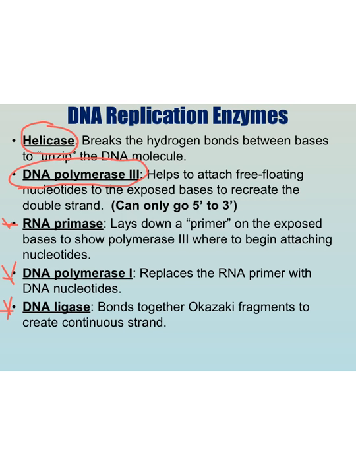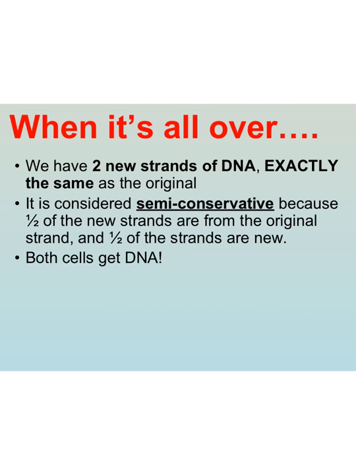Remember, polymerase 3 cannot start working unless RNA primase first lays down a primer or a starting block to give polymerase 3 a place to begin and attach. Remember, DNA polymerase 1 is the guy that's going to get rid of the RNA primers and replace them with DNA nucleotides. And the last and final one is DNA ligase. Those are the guys that bond together the Okazaki fragments to create a continuous strand of deoxyribonucleic acid, otherwise called DNA. All right, when it's all over, you get 2 strands of DNA, which are exactly the same as the original strand. Now, a term you need to know, semi-conservative.